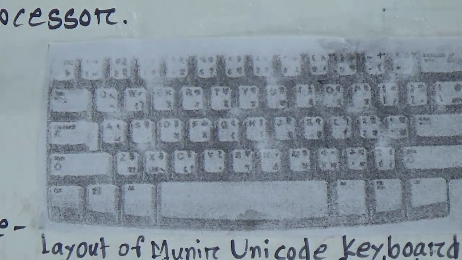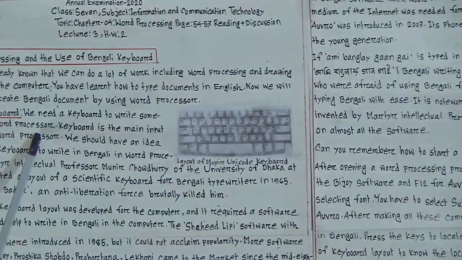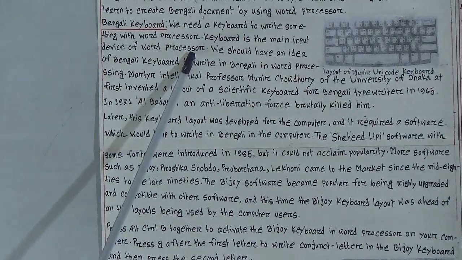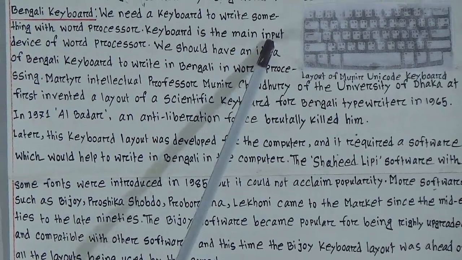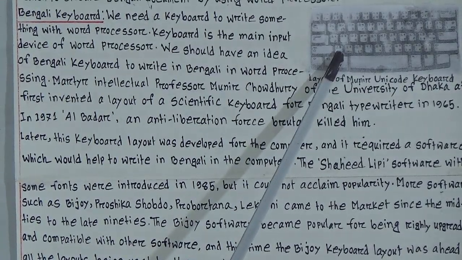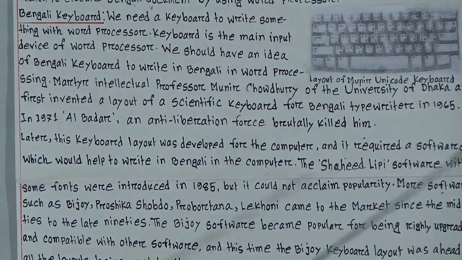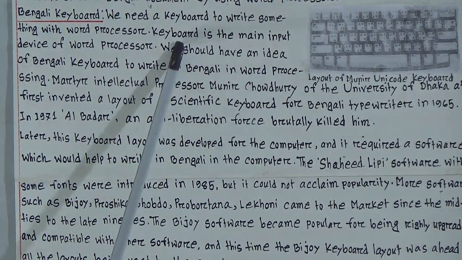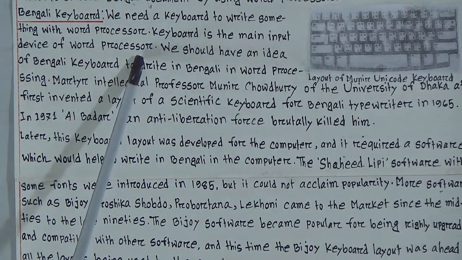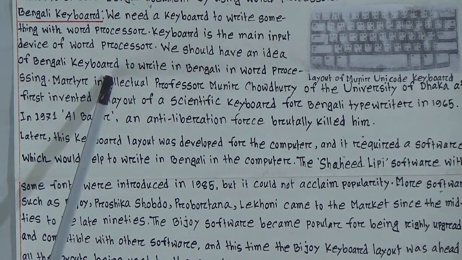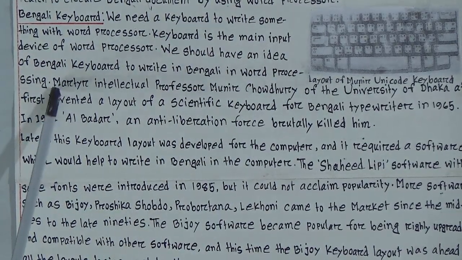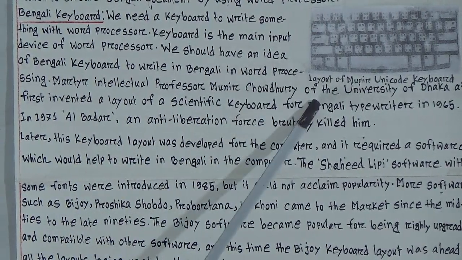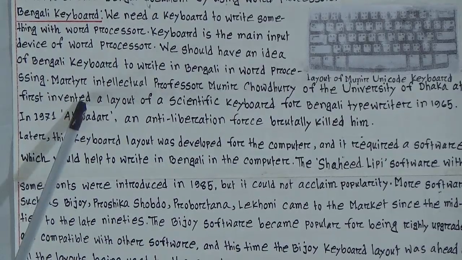We need a keyboard to write something with a word processor. Keyboard is the main input device of word processor. Other input devices are mouse, different types of mouse and monitor. So keyboard is the main input device. We should have an idea of Bengali keyboard to write in Bengali in word processing.